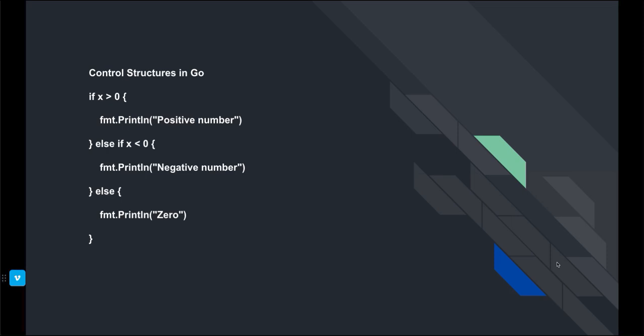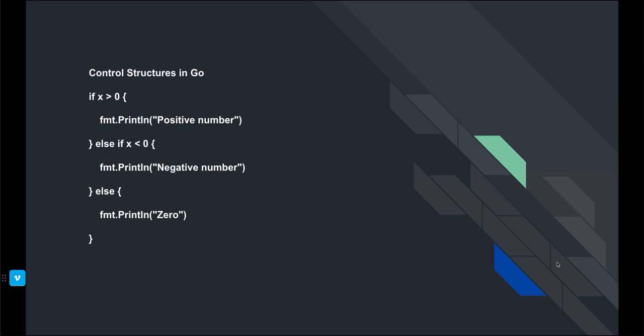Alright, let's start with control structures. Go has a few essential structures for controlling the flow of our program: if statements, switch statements, and loops. Starting with the if statement, let's start with the if statement in Go.